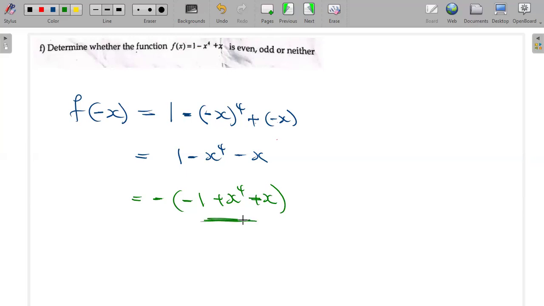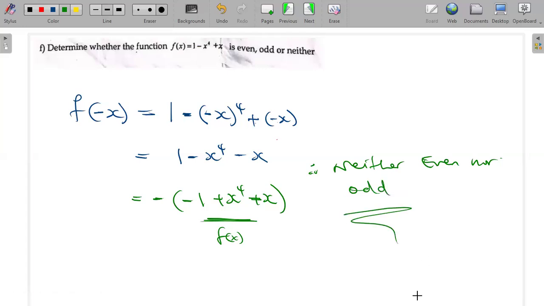Okay, did I get negative f of x? No, because this here inside is not f of x. That's not f of x. So therefore the function is neither even nor odd. This function is neither even nor odd. Okay, so this was the last question that we had for today.